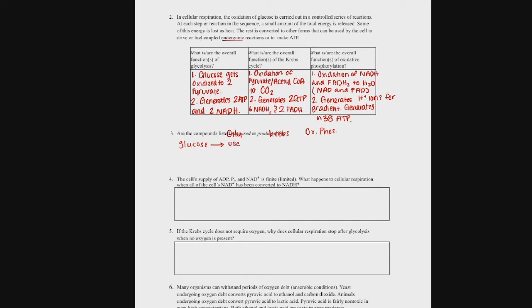So it's asking about glucose, which gets used in glycolysis and also used in oxidative phosphorylation. It's asking about carbon dioxide and where it gets used and produced. And carbon dioxide is not used in either glycolysis, Krebs, or oxidative phosphorylation. It is only produced in the Krebs cycle. And I'll use dashes so that we can see this better.